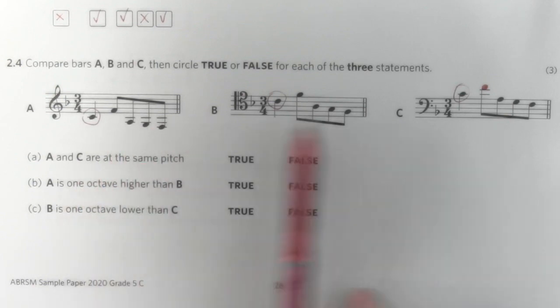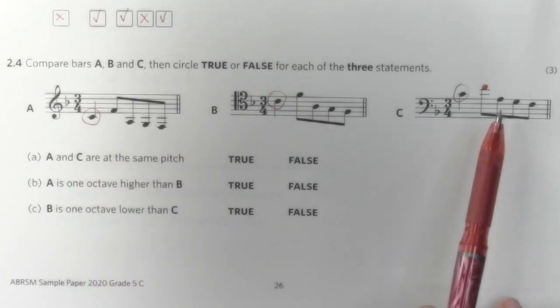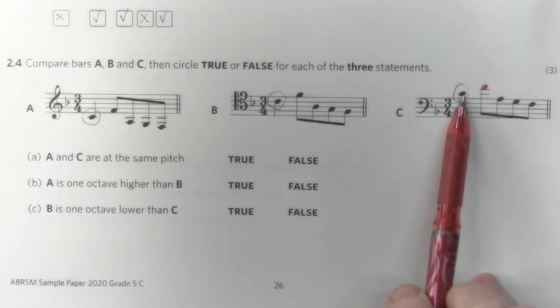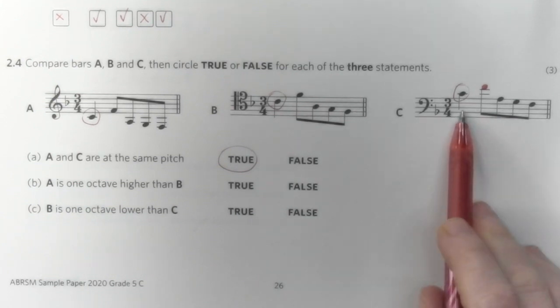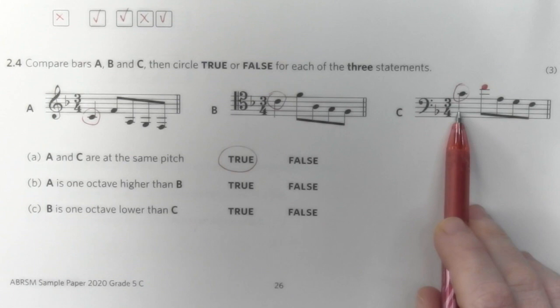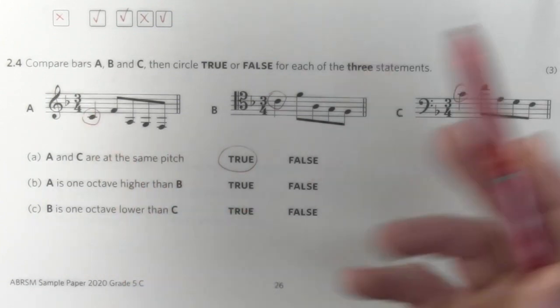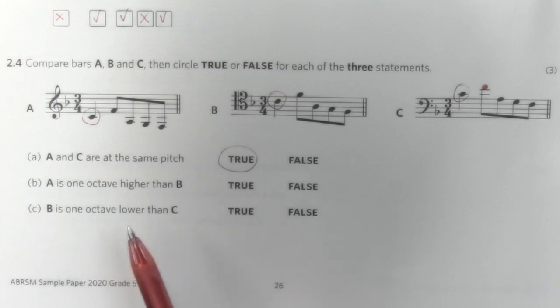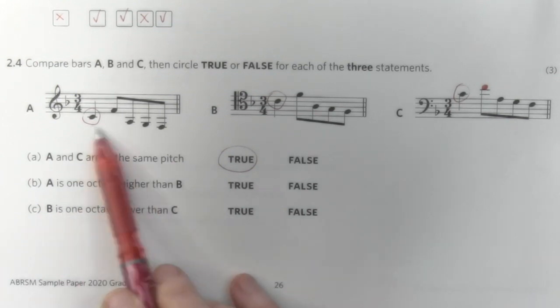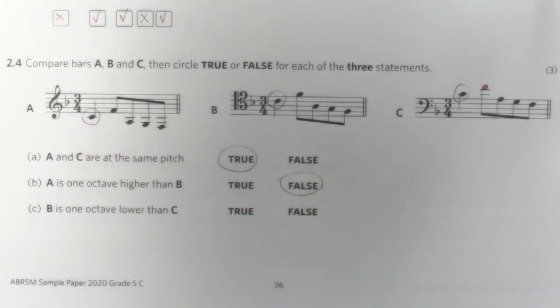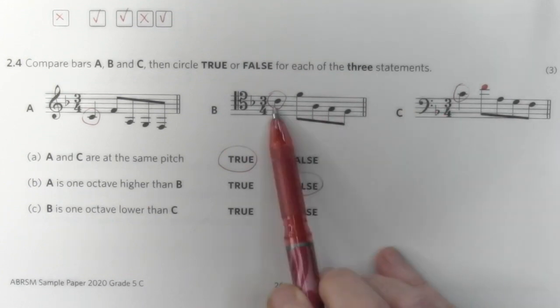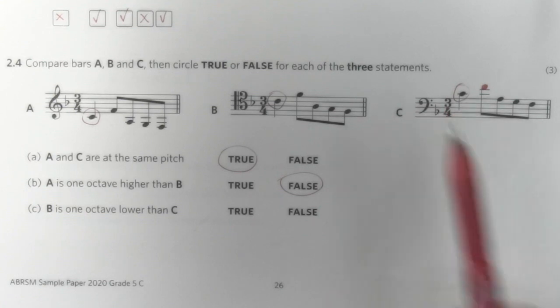A and C are at the same pitch. Middle C, middle C. Yes, they are. They don't start an octave lower here. This is not an octave higher. So yes, the same pitch. A is an octave higher than B. I'm afraid these are the same notes. So no. And B is an octave lower than C. No, that's the same note. Middle C, middle C. So false.